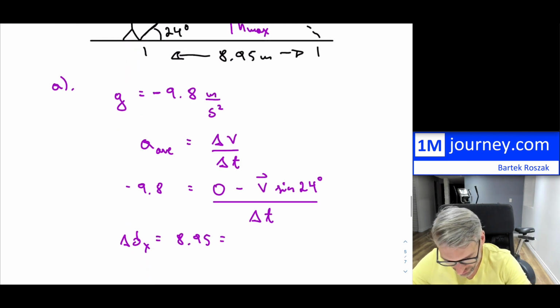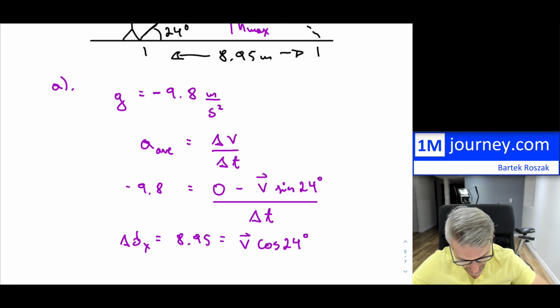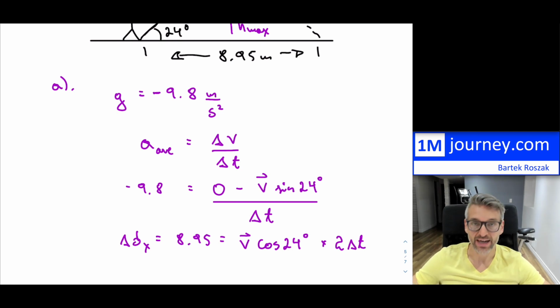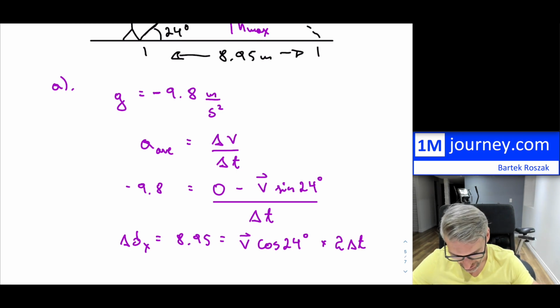So I do know the following, that it's 8.95 times the v. Now this is going to be cos 24 degrees because it's horizontal, multiplied by the time for the entire duration, which is going to be twice the time as reaching the maximum, because that happens at the halfway point. So this is going to be twice as long. Now, why did I do that? Well, why I did that is because I am after this v.